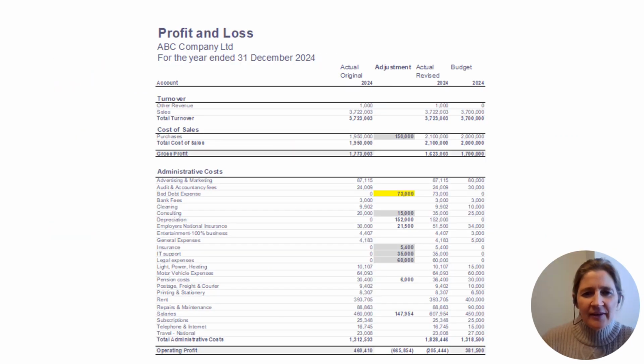So you can see the 73,000 actually had to be written off as a bad debt expense in your profit and loss account. So that is impacting your P&L by the 73,000, because of those two amounts that are now not going to be recoverable from your two customers there.